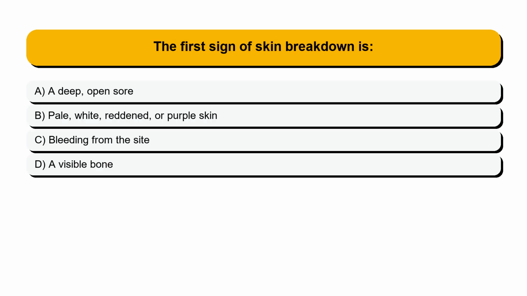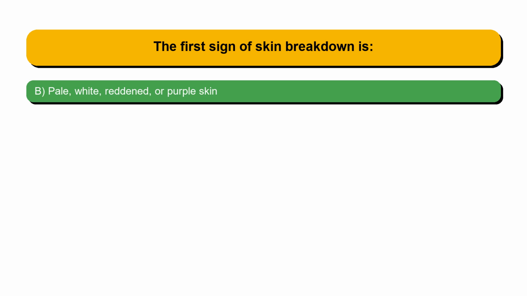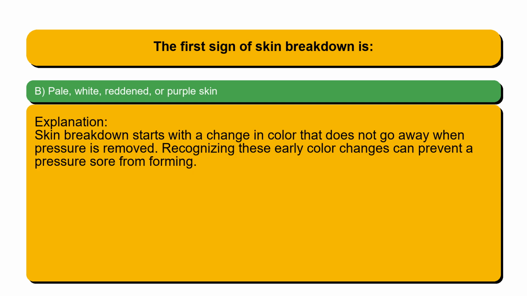Question 37. The first sign of skin breakdown is: option A, a deep, open sore. Option B, pale, white, reddened, or purple skin. Option C, a bleeding from the site. Option D, a visible bone. The correct answer is option B, pale, white, reddened, or purple skin. Skin breakdown starts with a change in color that does not go away when pressure is removed. Recognizing these early color changes can prevent a pressure sore from forming.